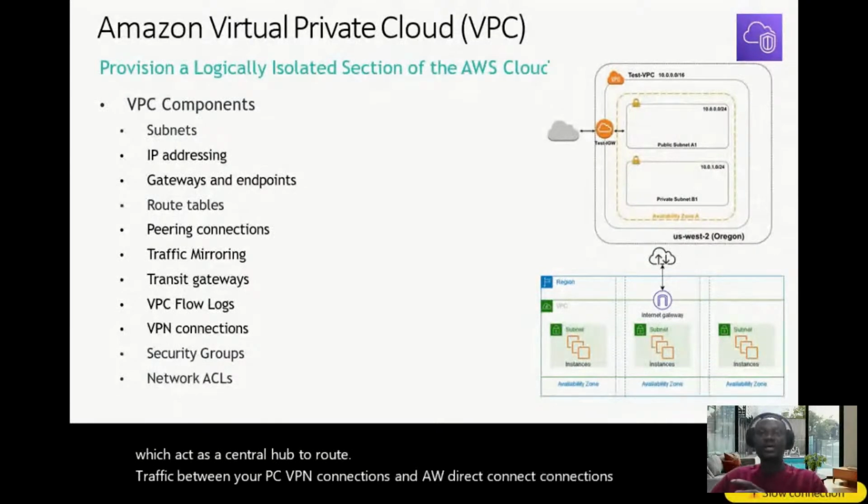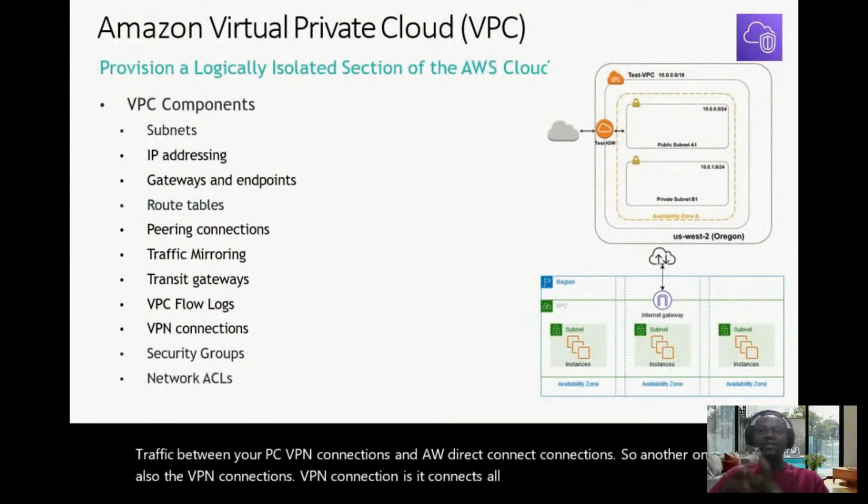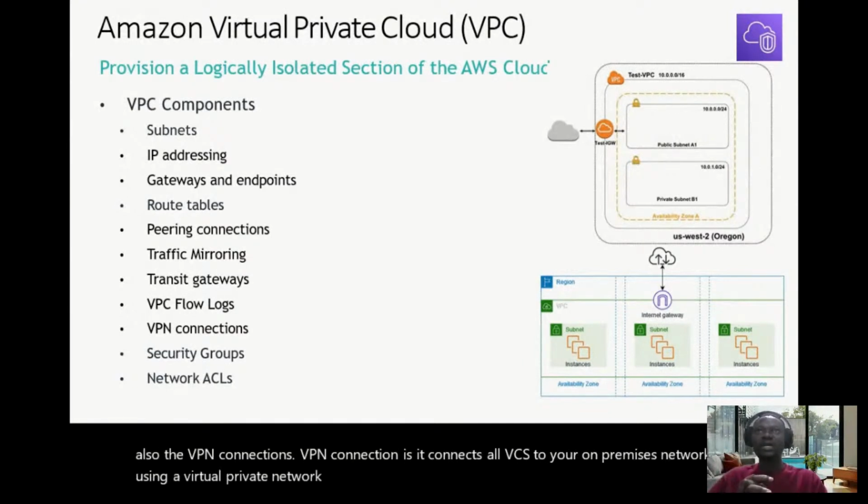So another one is also the VPN connections. A VPN connection connects your VPCs to your on-premises network using AWS Virtual Private Network. That is called AWS VPN in this case.